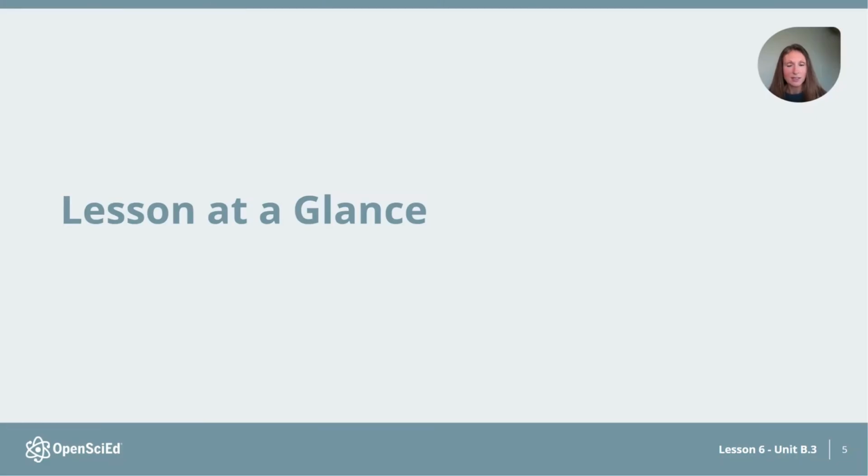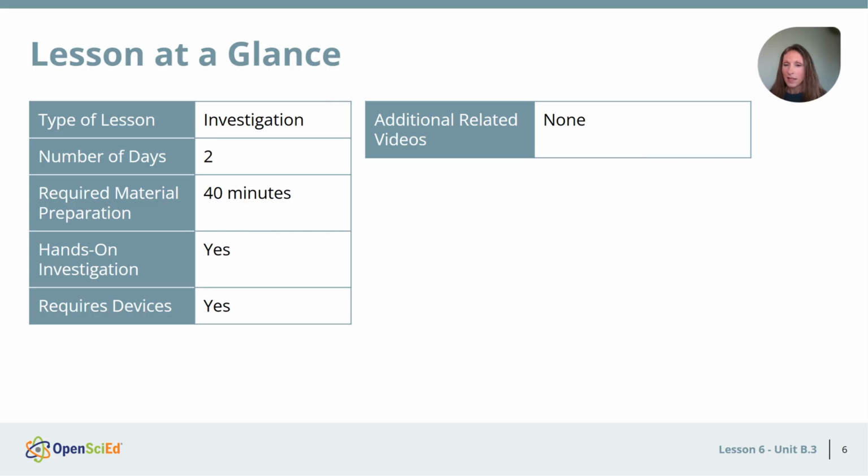Now let's dive in to Lesson 6. Lesson 6 takes 2 class periods. It involves investigating gene expression through a kinesthetic model. The 40 minutes of material preparation listed here is to make copies of handouts and to print, cut out, and set up the kinesthetic model.